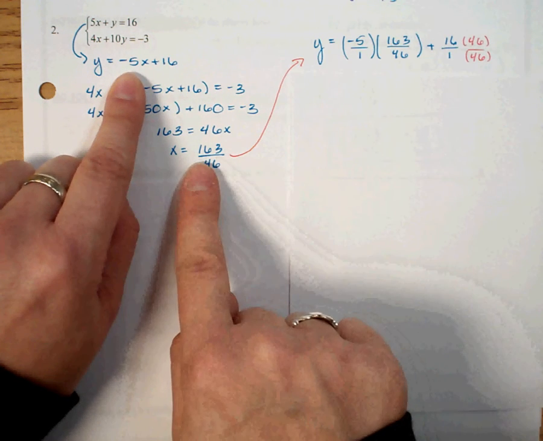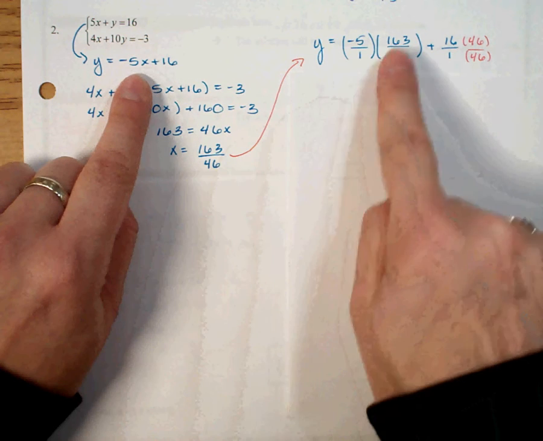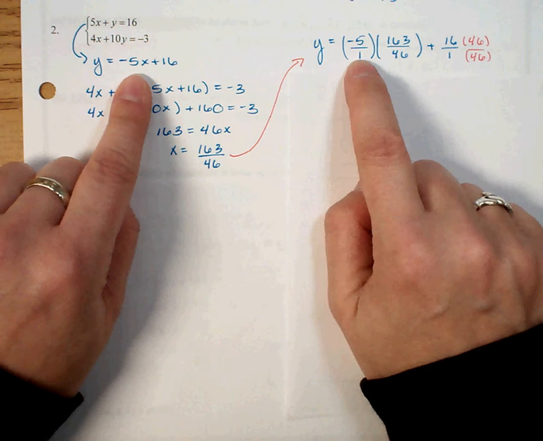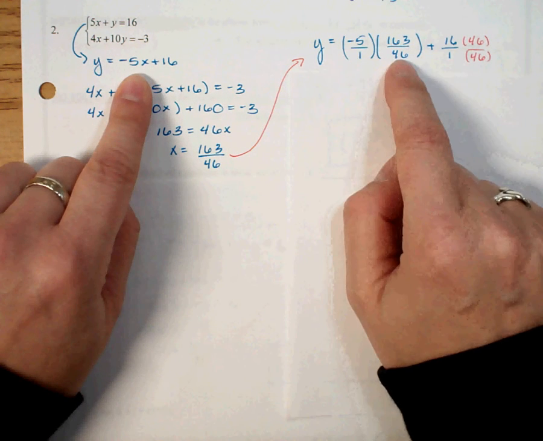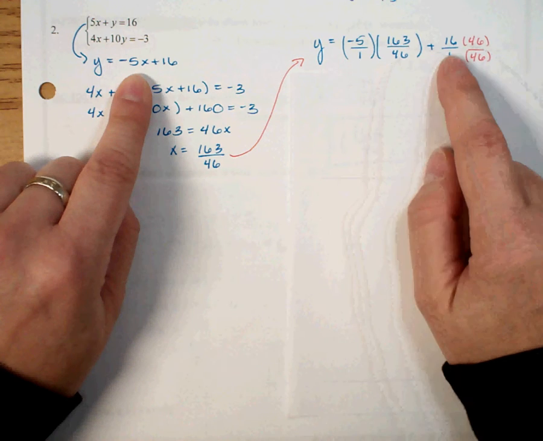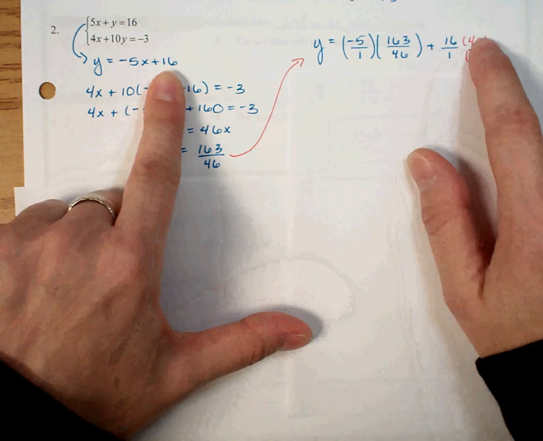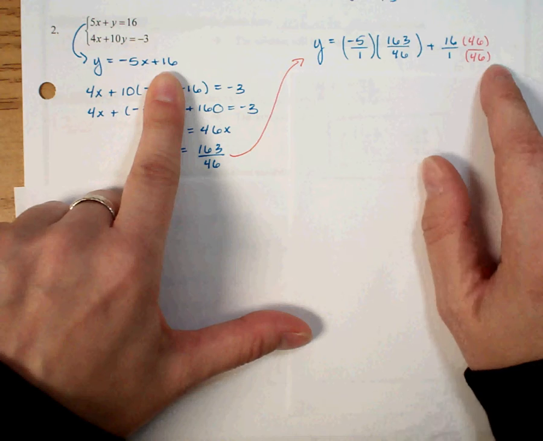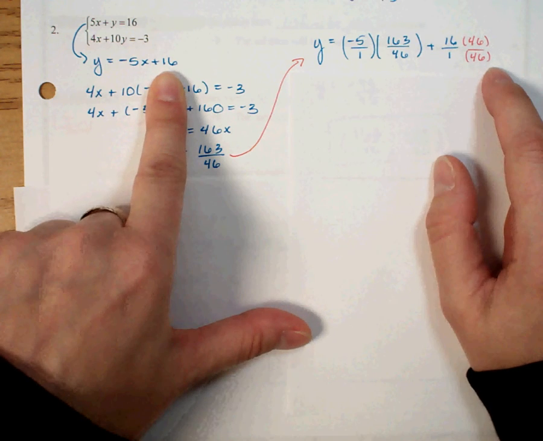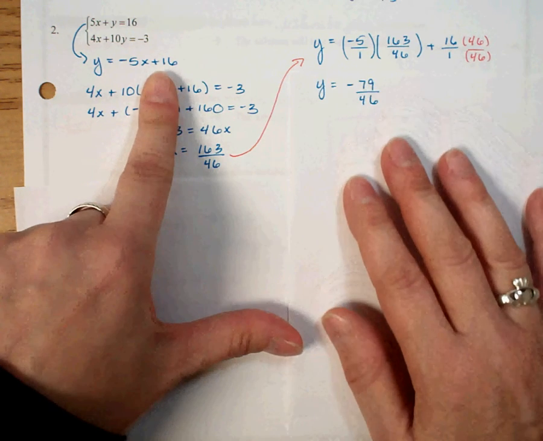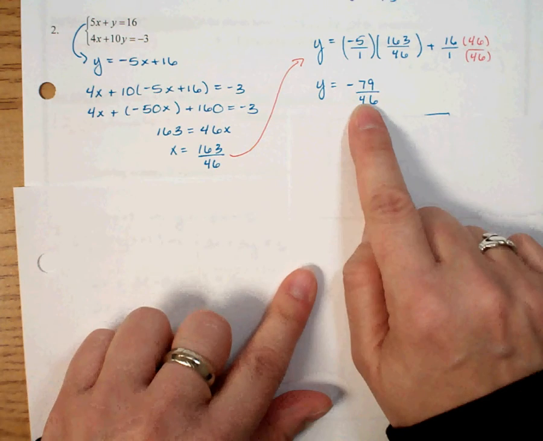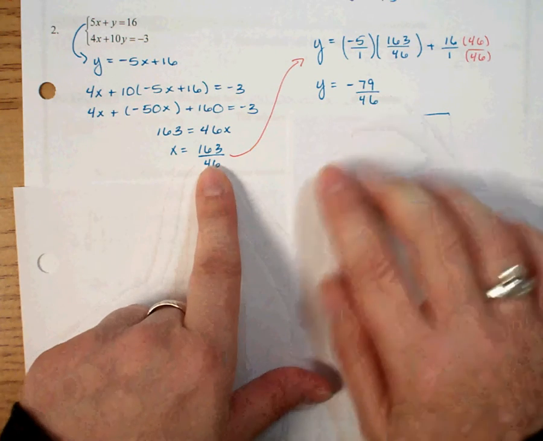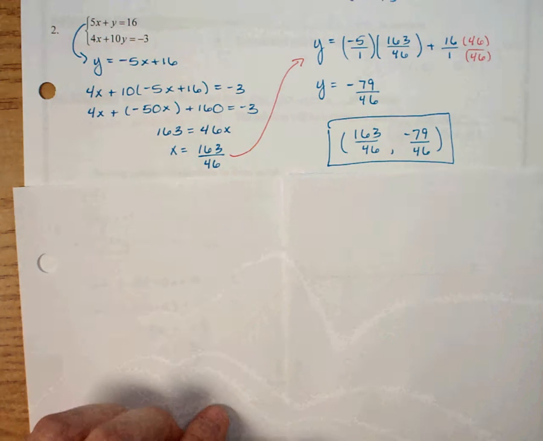So when I take my 163 and I substitute it into here, I get my -5 times my 163 over 46 plus my 16. And again, you can see here in red is where I chose to work with my fractions, getting the common denominators. My final answer for y. And then, of course, I have to pull them together and write them as an ordered pair.